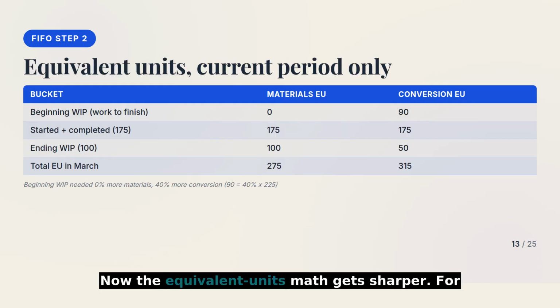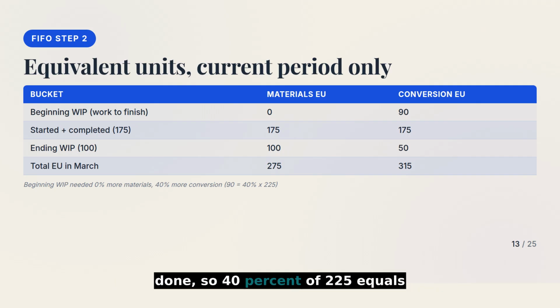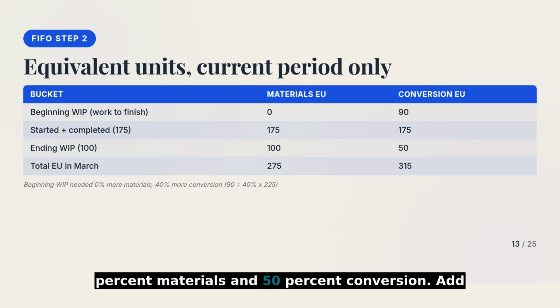Now the equivalent units math gets sharper. For the 225 from beginning inventory, only the work done in March counts. Materials were already 100% done, so 0 equivalent units of materials this period. Conversion was 60% done, so 40% of 225 equals 90 equivalent units of conversion done in March. The 175 started and completed are 100% both. The 100 in ending WIP are 100% materials and 50% conversion. Add up the columns.